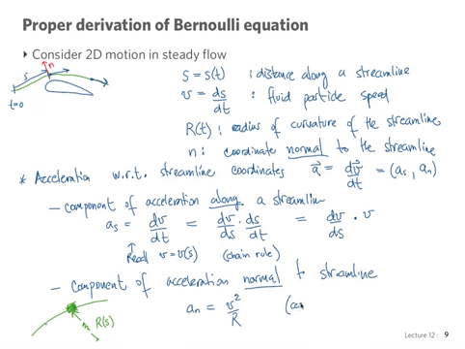Basically centrifugal acceleration. So now what we're going to do is apply Newton's law. This is the proper way of deriving Bernoulli's equation. Newton's law along a streamline. So basically just force equals mass times acceleration. That's all we're going to do.